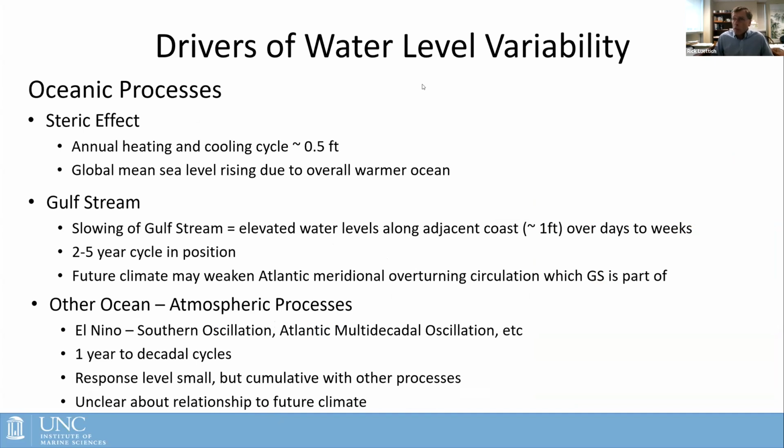Other drivers of water level variability, I just sort of listed a few. Certainly steric effects. Steric means the annual heating and cooling of the ocean. Water expands as it gets warmer, contracts as it gets colder. And so through the course of the year, the water level will change at the coast by up to about 1/2 foot, just due to this thermal content in the ocean. And so it's highest typically in the early fall to mid-fall when the ocean heat content is greatest. And it's lowest in the winter and early spring when it's less. That cycle exists and we deal with it each year.